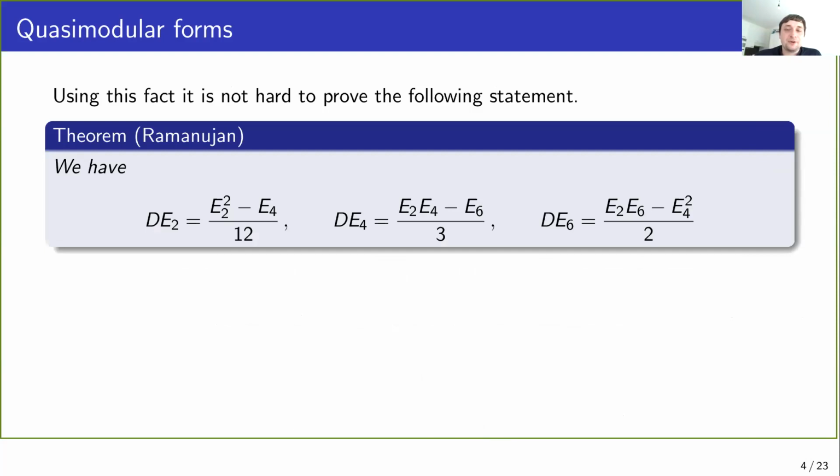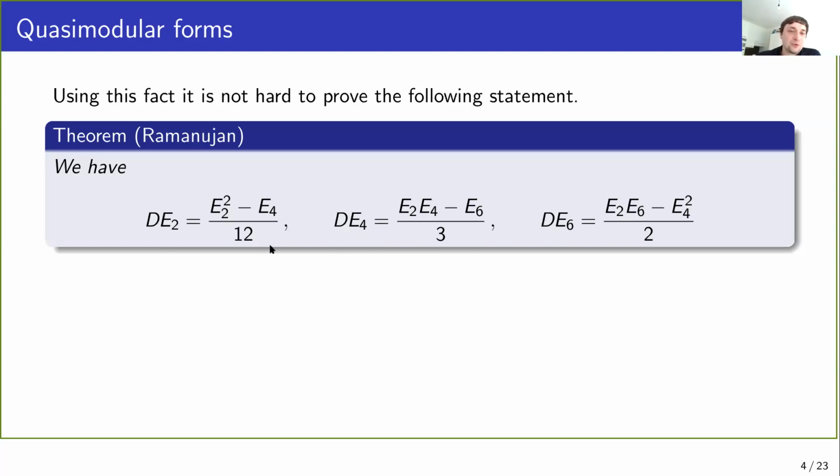So for E4 and E6, because of the fact that the Serre derivative sends a modular form of weight k to a modular form of weight k plus 2, you can work out that if you differentiate E4 and subtract this bit, which comes from the Serre derivative, you should get a modular form of weight 6. And some simple calculation shows that it has to be this. So it has to be E6 minus E6 over 3.